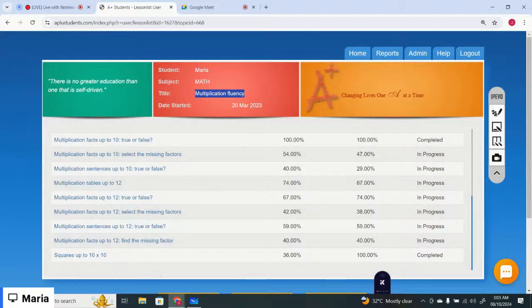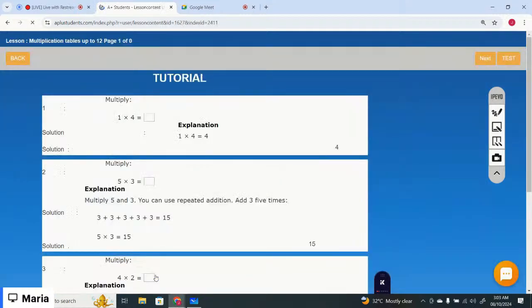So here I am on grade 3 math. The chapter we are on right now is multiplication fluency. Let's just start with the first lesson, that is multiplication tables up to 12. Multiply 1 times 4, so which is the correct option? 1 times any number is exactly the same number, right? 1 times 4 is 4.